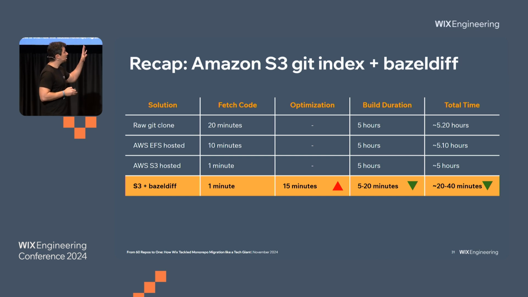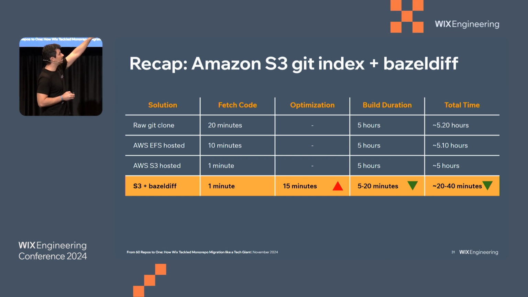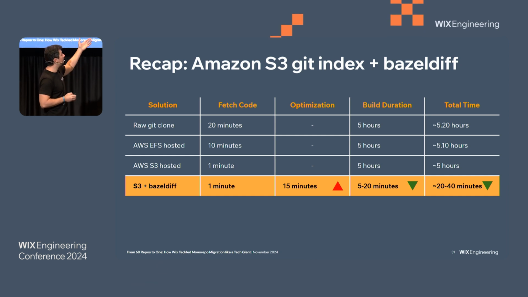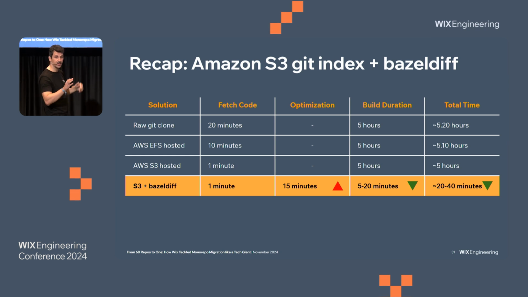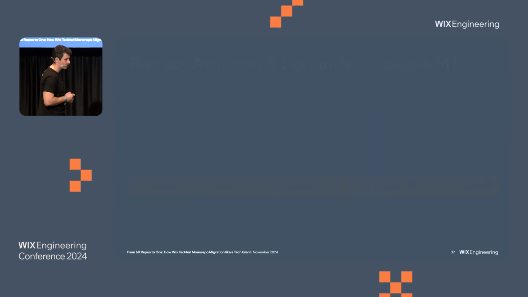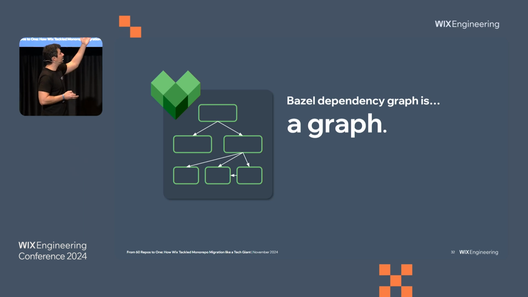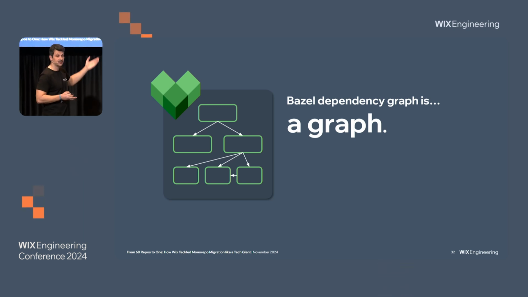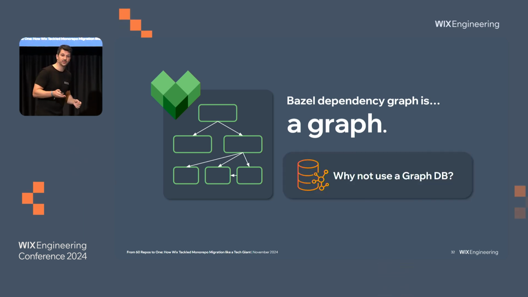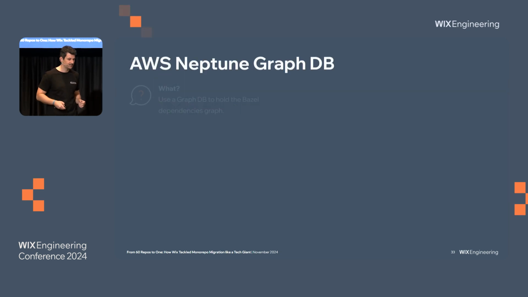Now, it looks promising. Check out the build duration, down from 5 hours to between 5 to 20 minutes. But we've added a penalty to the optimization stage, an extra 15 minutes every time. Now, think about it. Bazel dependency graph is a graph. So why not use a graph database?